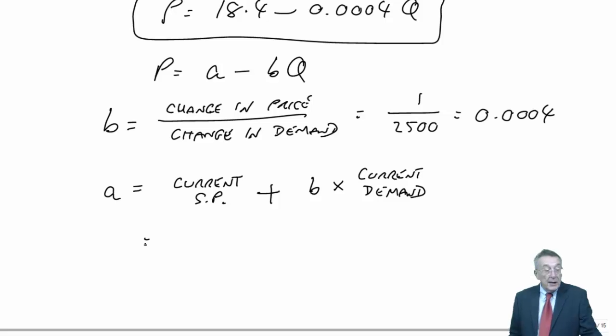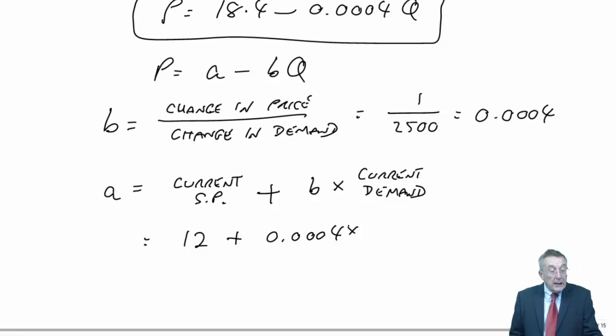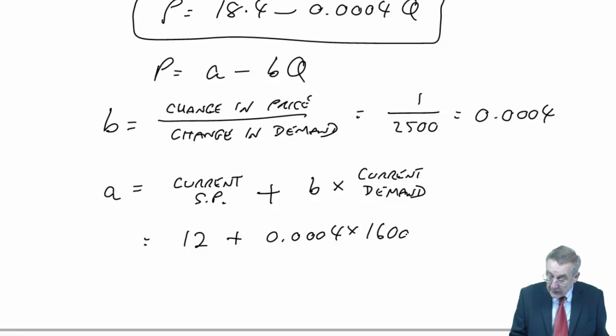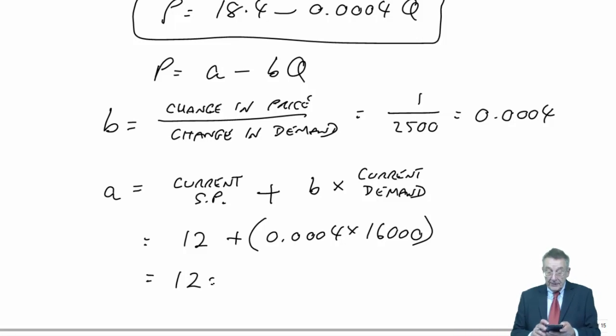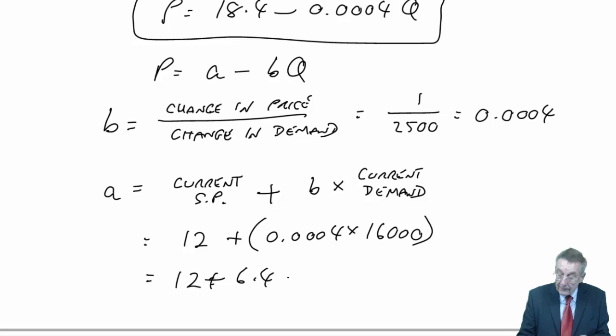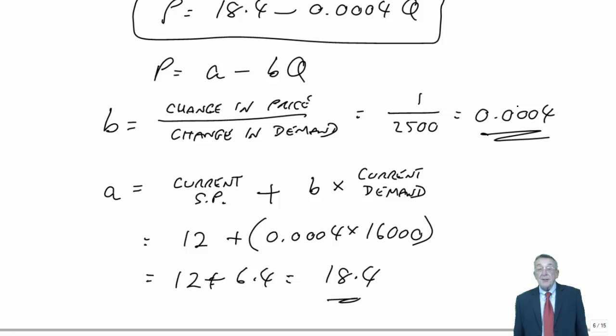And so the current selling price is 12. B is 0.0004. The current demand is 16,000 units, which hopefully are exactly the same as before. 12 plus 6.4 is 18.4. So again, there is the price-demand relationship.